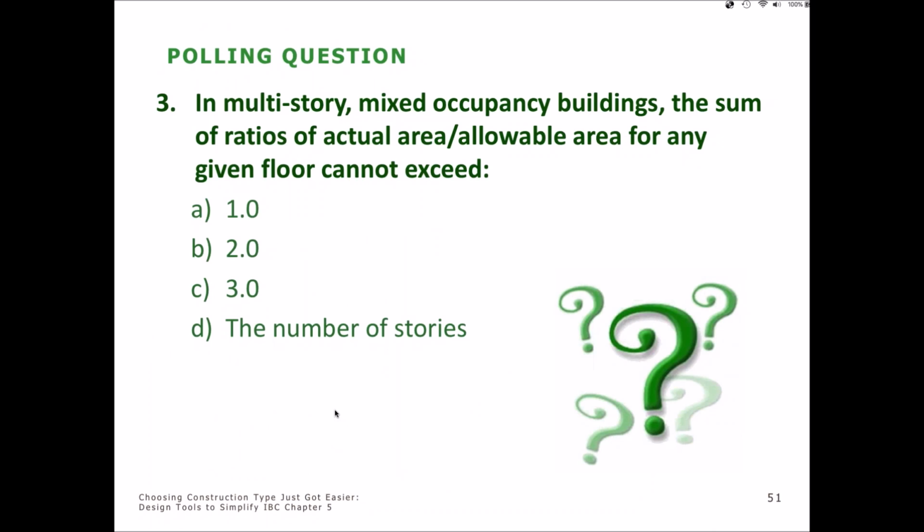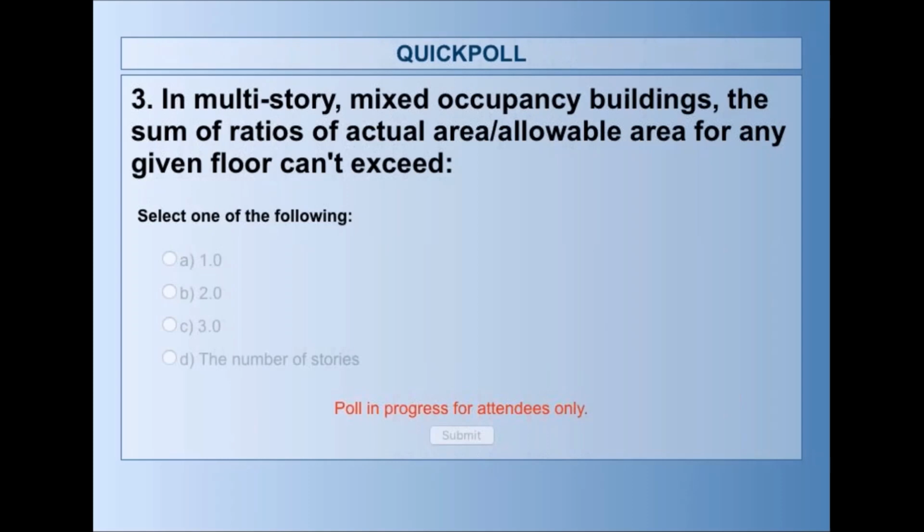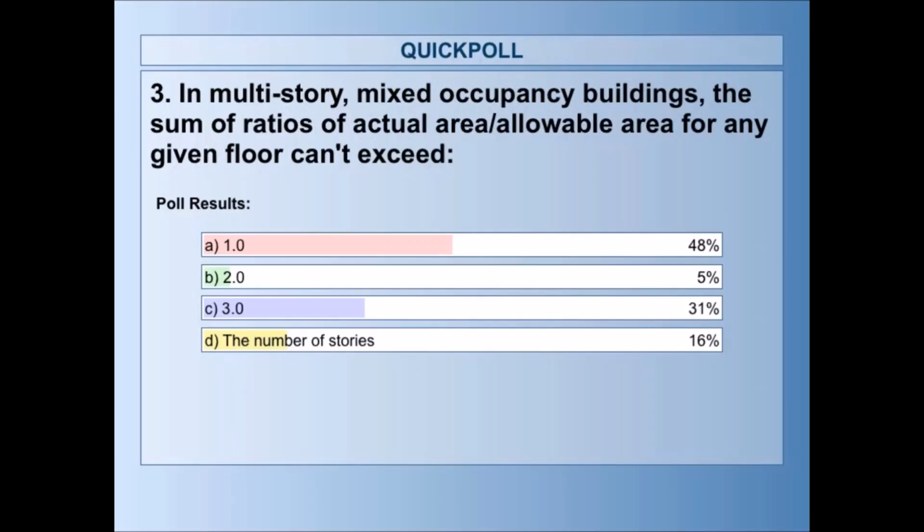In multi-story mixed occupancy buildings, the sum of ratios of actual area to allowable area for any given floor can't exceed 1.0, 2.0, 3.0, or the number of stories. Okay, we've got about 3 more seconds. Okay, I'm going to close the poll and share the results.